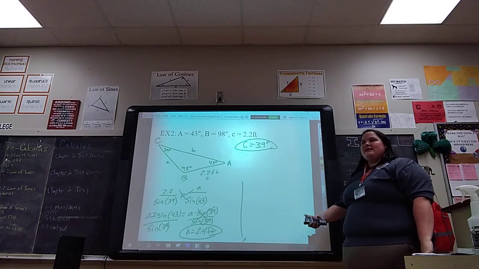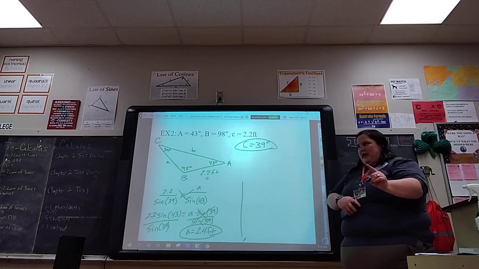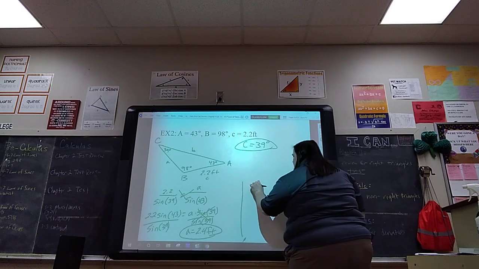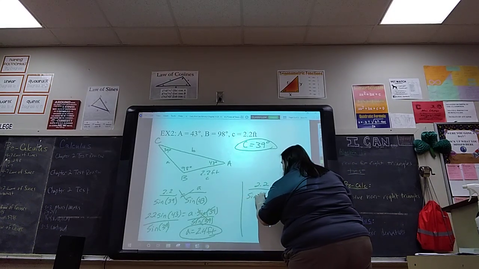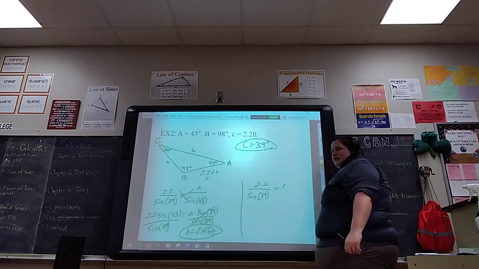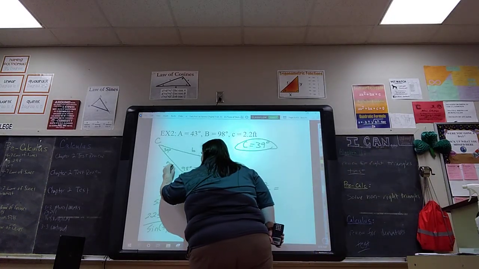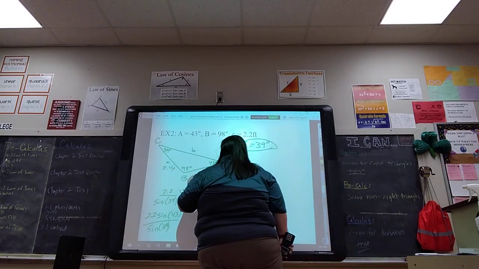Now we're going to use the exact same type of setup, only now we're going to switch and find side B. So instead of using 43, we'll use 98. So I'm still going to use the C pairing. Like I said, if you really want to, you can switch and use A now, because technically we know all of those steps here too.